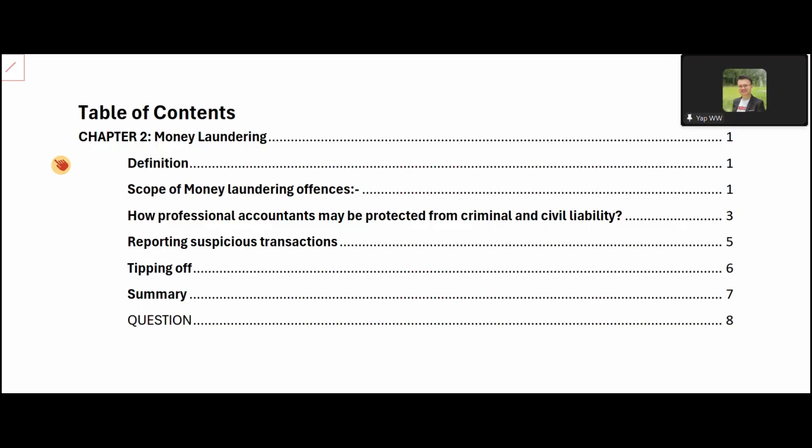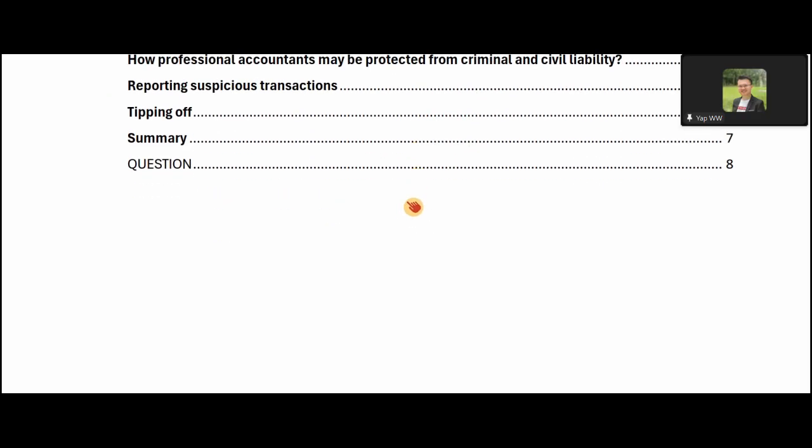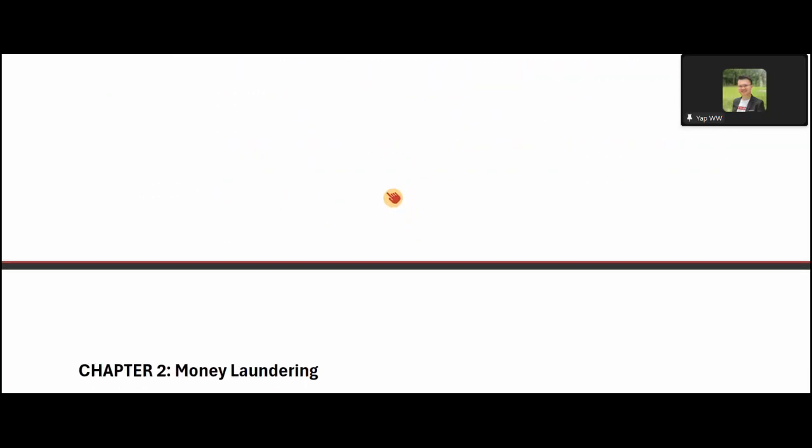So now we look into money laundering. Money laundering is not often tested in the exam. Not so often, but when they test, it usually comes with a 6 to 8 marks requirement. Now, a few things that we need to go through for money laundering. Let's begin with the first part, definition.